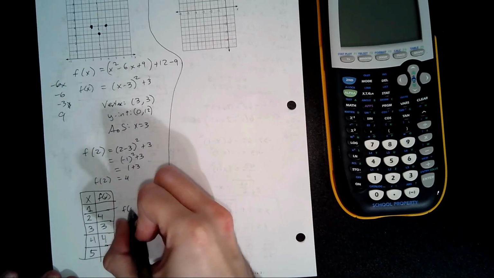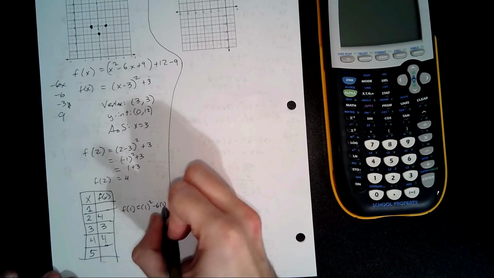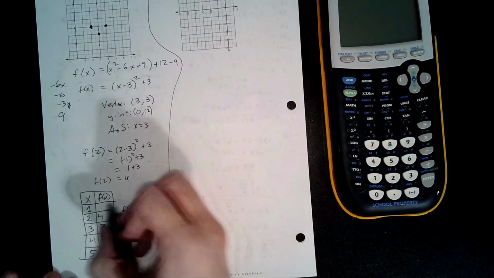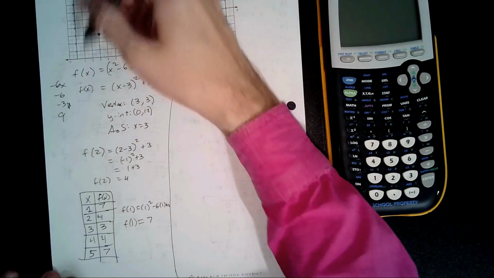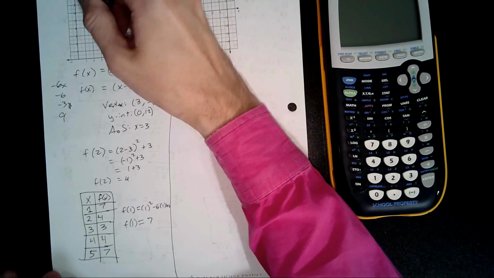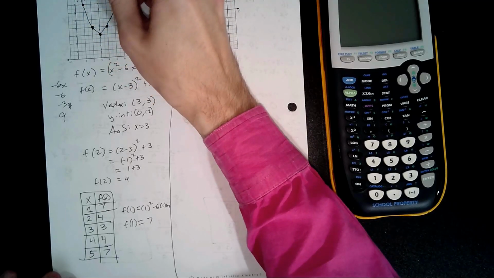So f of 1, that's going to be 1 squared minus 6 times 1 plus 12. And if you're too lazy to do it, always do it on your calculator. But 1 minus 6 is negative 5, and add 12, and you get 7. And you get a 7 here, and if you got a 7 there, you get a 7 here. So you get a 1 comma 7, and a 5 comma 7. And now my graph is nice and neat. And there are no x-intercepts because the graph goes up.